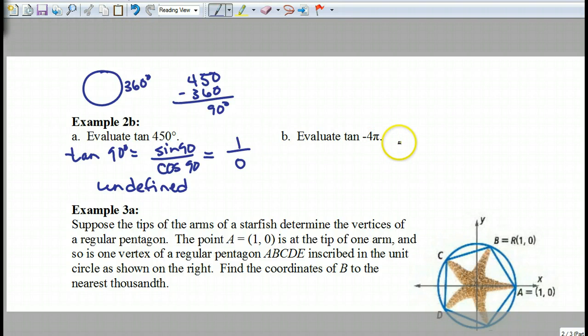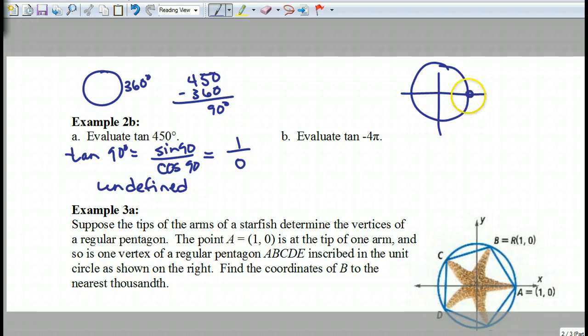Evaluate tangent for 4 pi. Let's make a unit circle for this. We know that this point right here is at 2 pi. So if I go one full rotation around, that's 2 pi. 2 full rotations around is 4 pi.